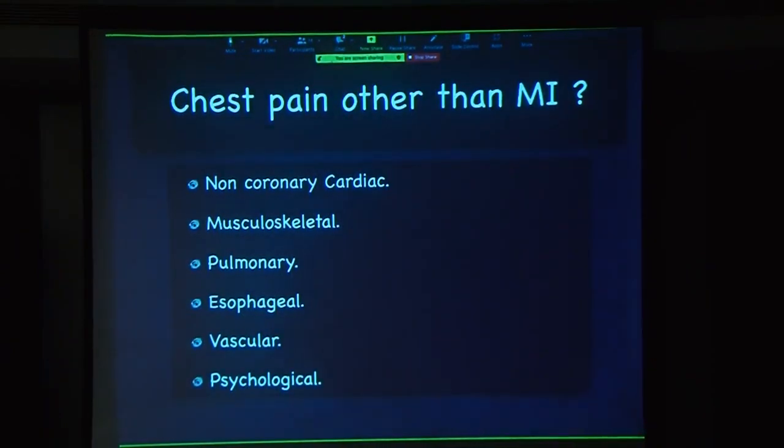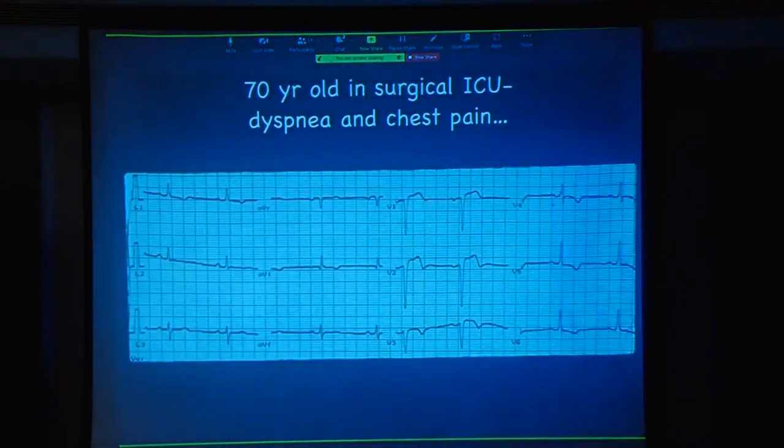Now, what are the other causes of chest pain other than myocardial infarction? It could be a non-coronary cardiac cause of chest pain. It could be musculoskeletal, pulmonary, esophageal, vascular, and rarely it could be psychological chest pain also.